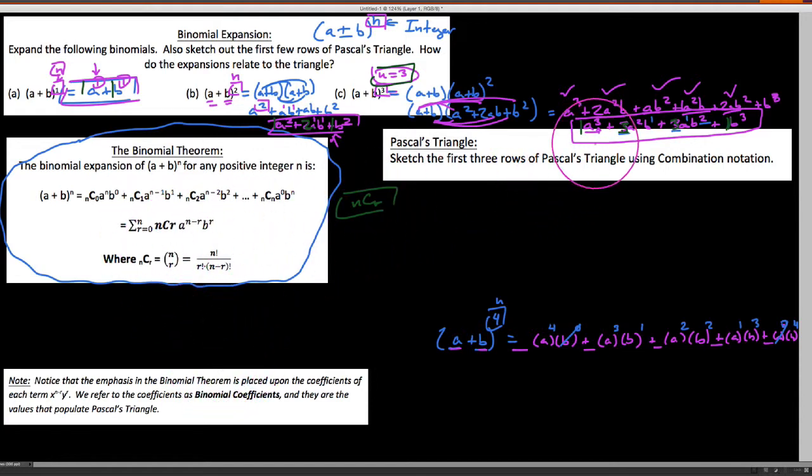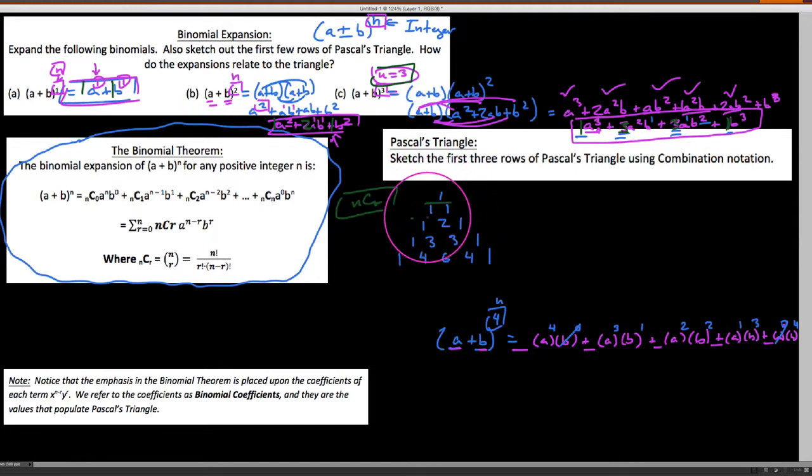And so what I'm going to tell you is this. All of these coefficients, we call them binomial coefficients, and they can be found in something called Pascal's triangle. So let's sketch the first 3 rows of Pascal's triangle using combination notation. Well, what I want to do is start with just Pascal's triangle. And Pascal's triangle looks like this. We'd say it's 1, 1, 1, 1, 2, 1, 1, 3, 3, 1, and it's arranged like this also, 1, 4, 6, 4, 1. And as a matter of fact, what I want to do is split this up here.